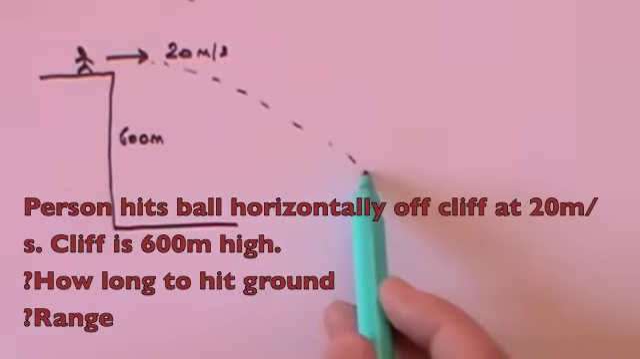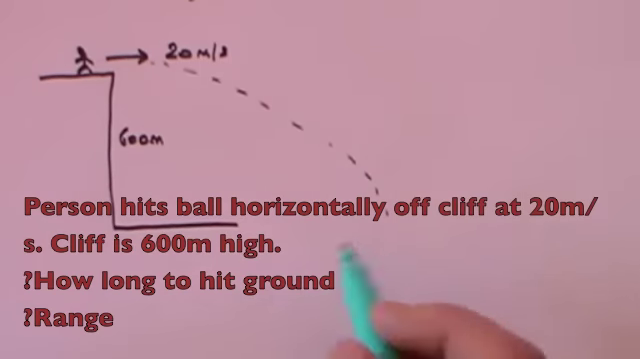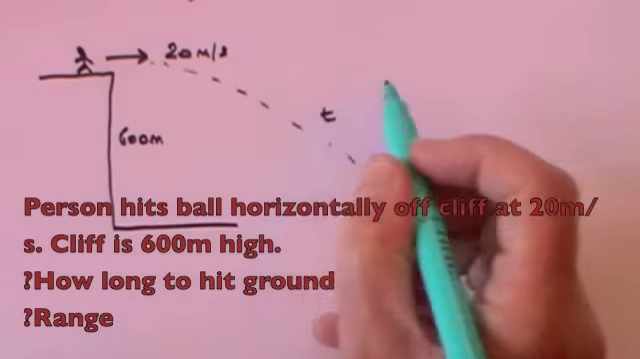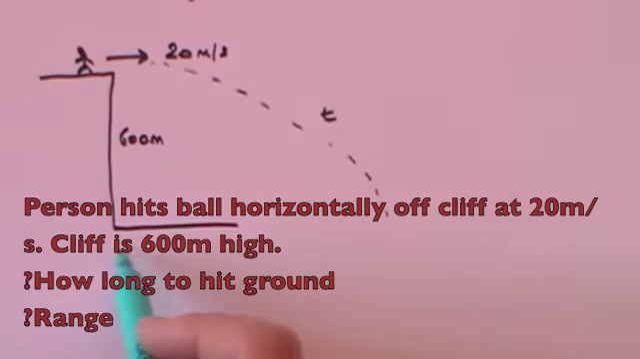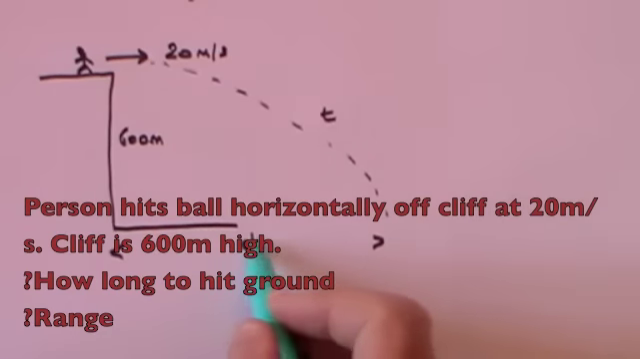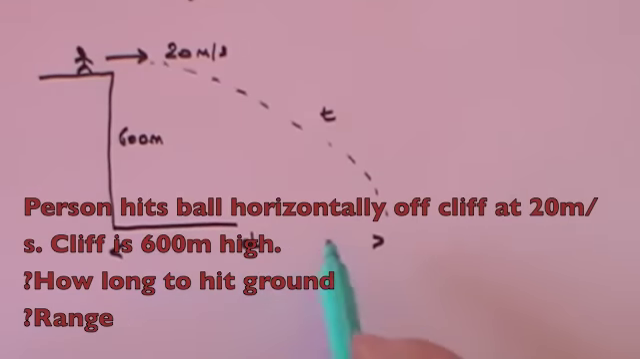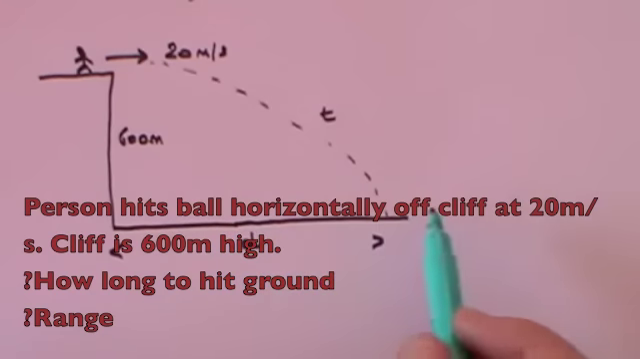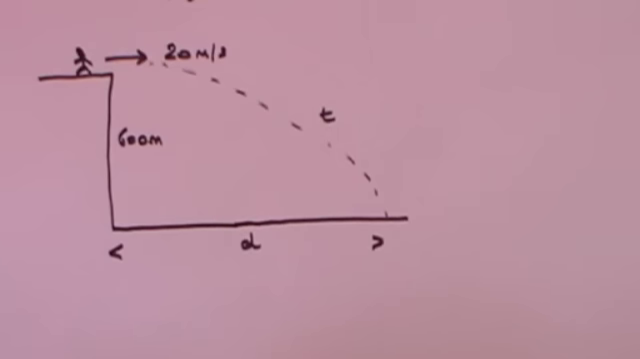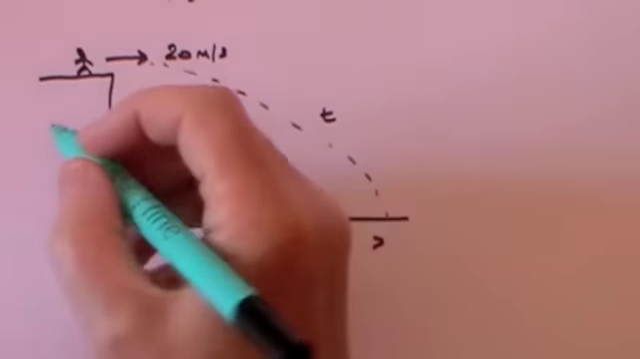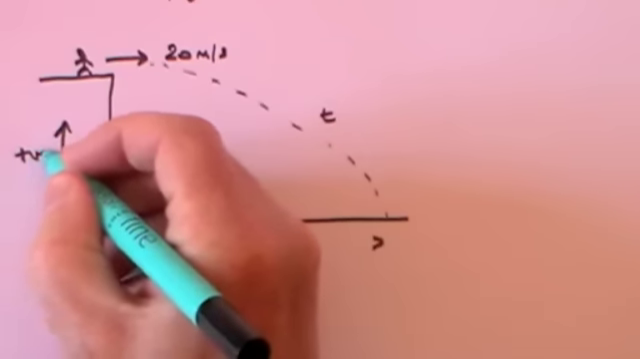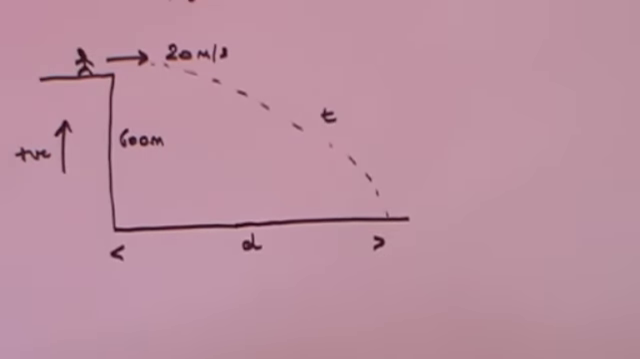Obviously its trajectory, because gravity will pull it down, will be something like that. We want to know the time it takes before it hits the ground, and we want to know the range, the distance that it travels along the ground. Let's extend the ground there. We can look at the vertical and horizontal elements separately, and we're going to take upwards as being the positive direction. So let's start with the vertical component, and we're going to use the formula s equals ut plus a half at squared.